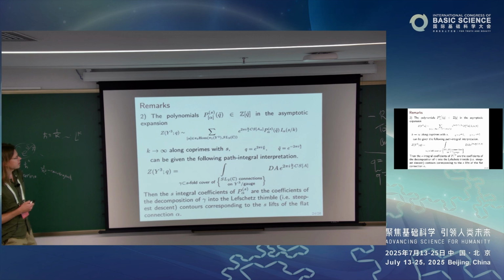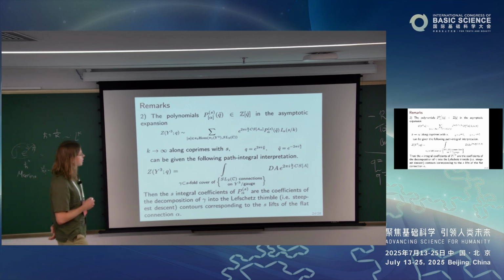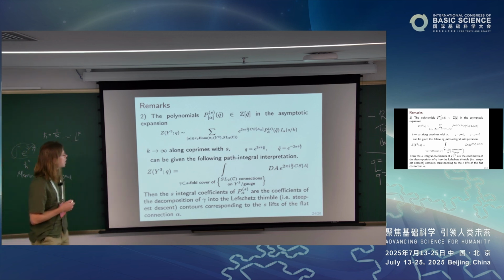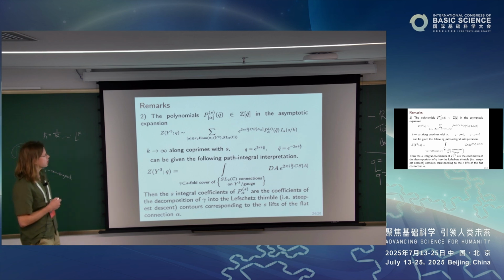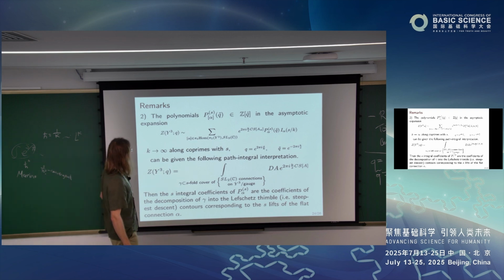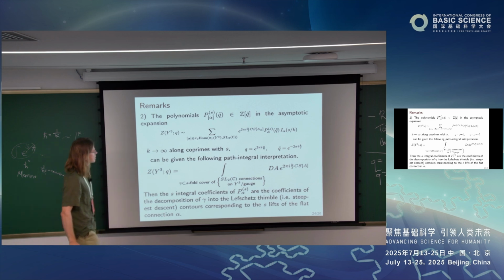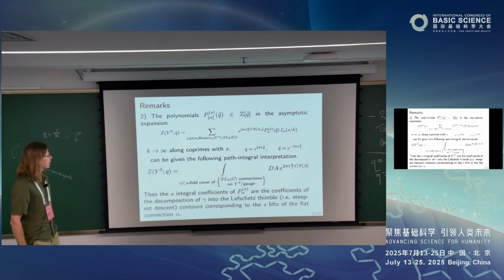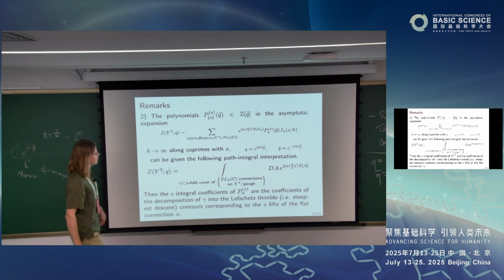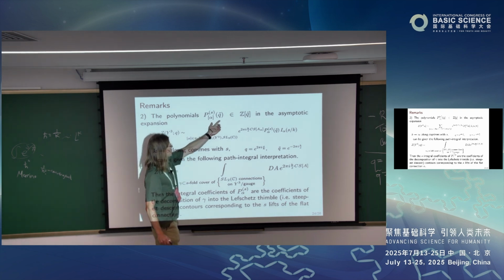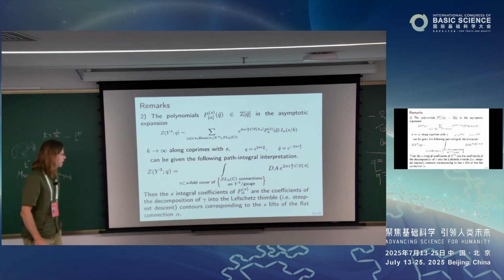Okay, the second remark is: what is the interpretation of these polynomials? We had, in this asymptotic expansion for general roots of unity, these polynomials with integer coefficients in q tilde. The statement is that the coefficients of these polynomials, which are integer numbers, have the following meaning.